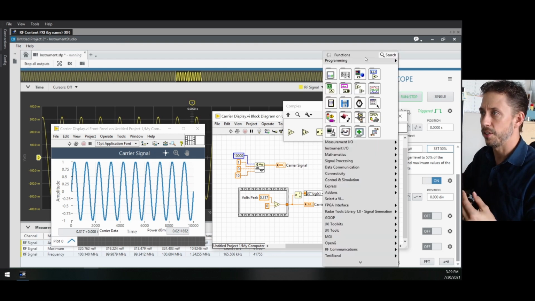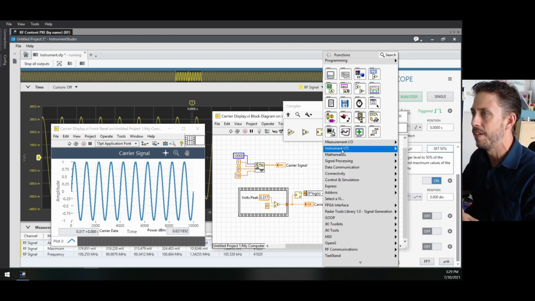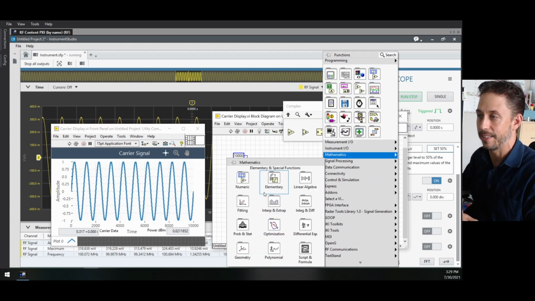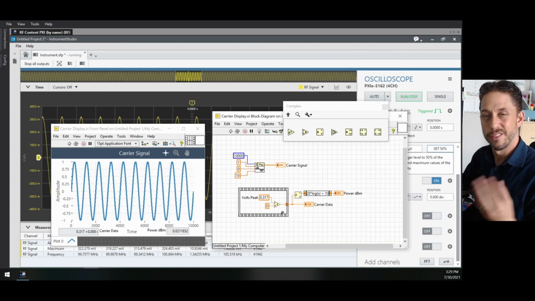You could use the discrete math palettes inside of LabVIEW with the multiplies and the adds, and then also the mathematic and the logarithmic, the exponential or trigonometric functions. You can do those transforms if you desire. For me, life gets a lot easier just by doing this.